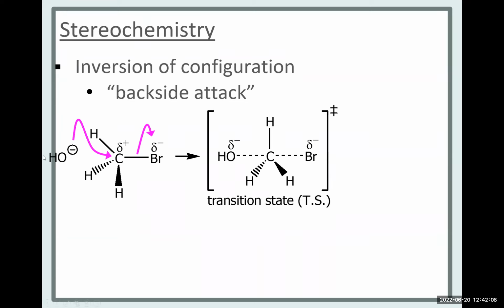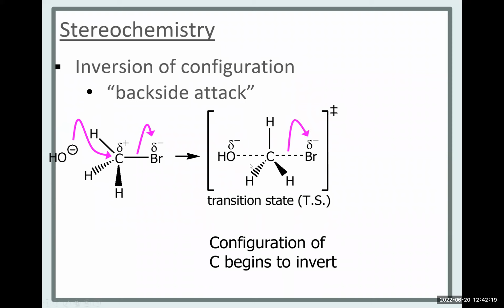Okay, so it would be too cluttered if it came in from the same side as the leaving group while the leaving group's also trying to leave. That would be really hard. So it's easier to push it out from the backside. And then at that time is when your stereochemistry begins to invert.